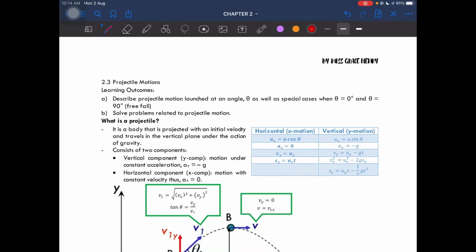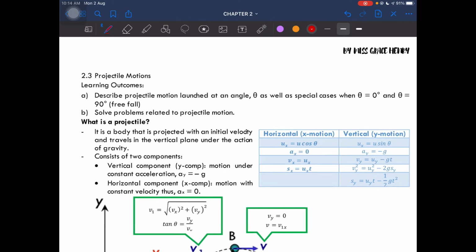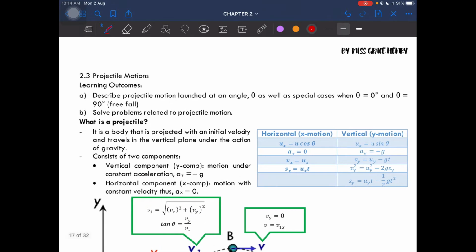Right, let's do subtopic 2.3, which is on projectile motion. In this subtopic, you need to be able to describe a projectile motion launched at an angle, as well as when theta is equal to 90 degrees, which we all know is known as free fall. And then of course you have to also be able to solve problems related to projectile motion.